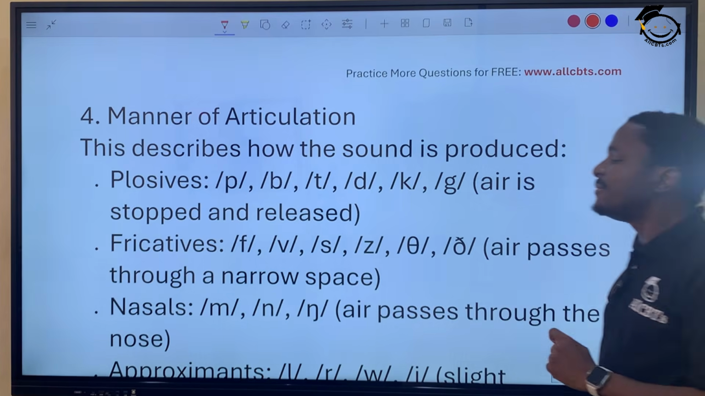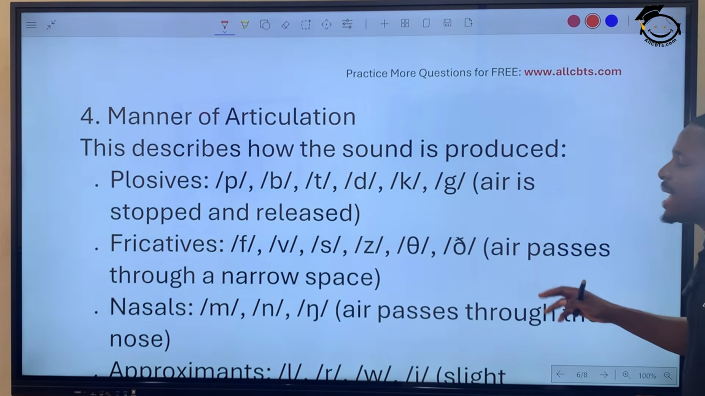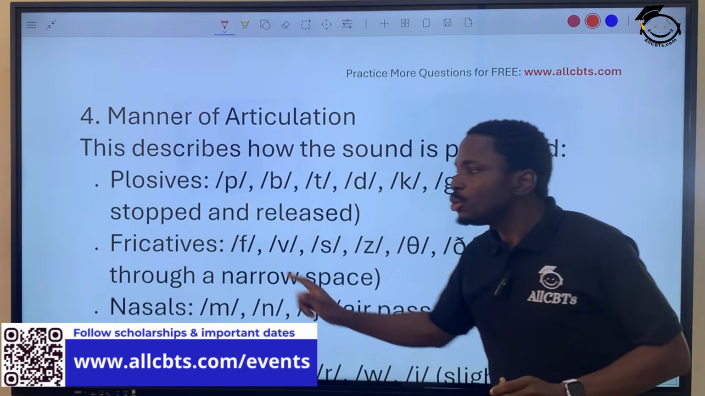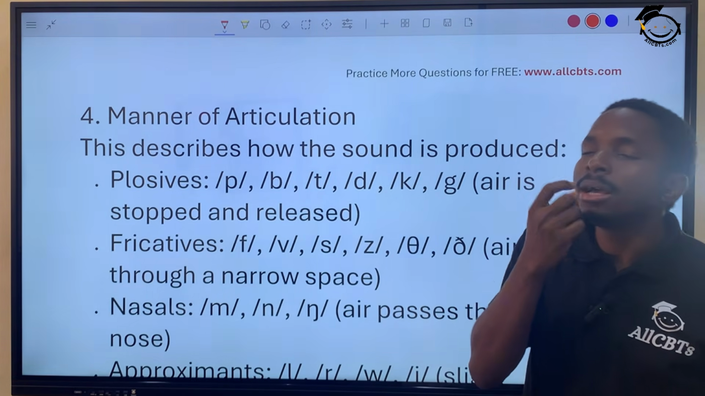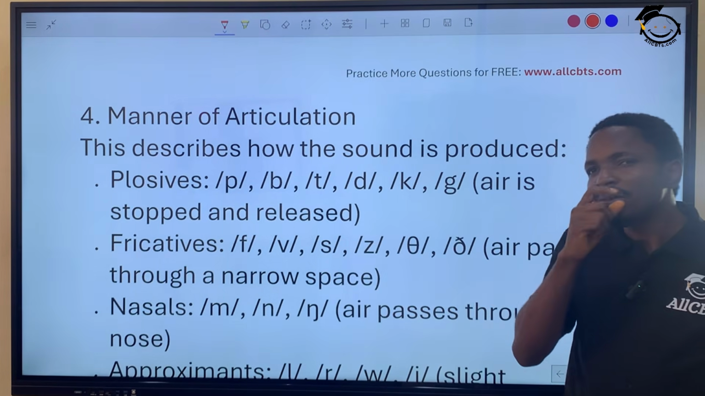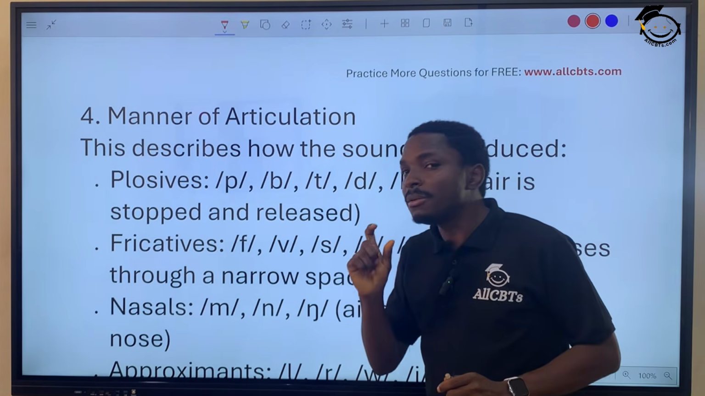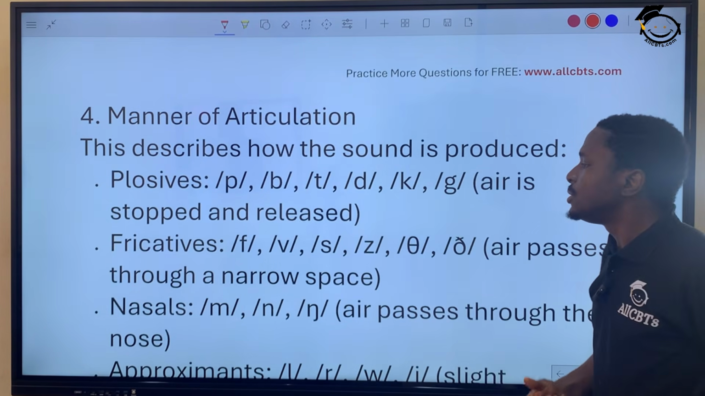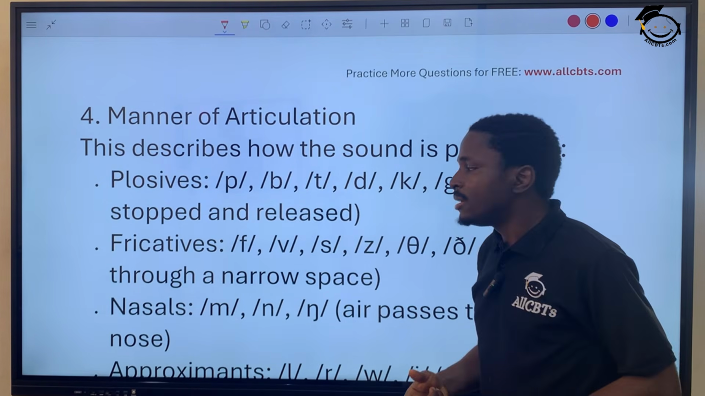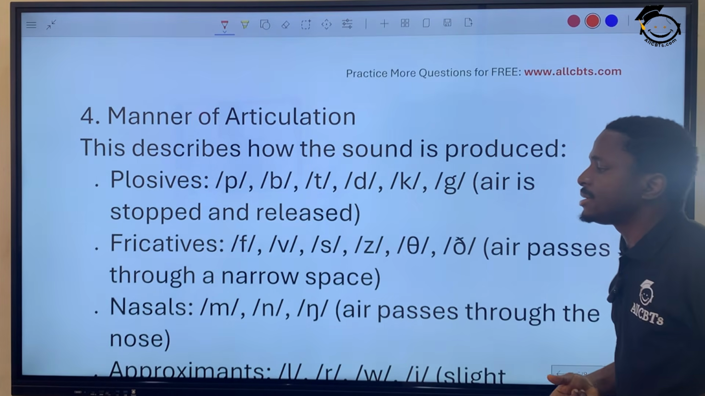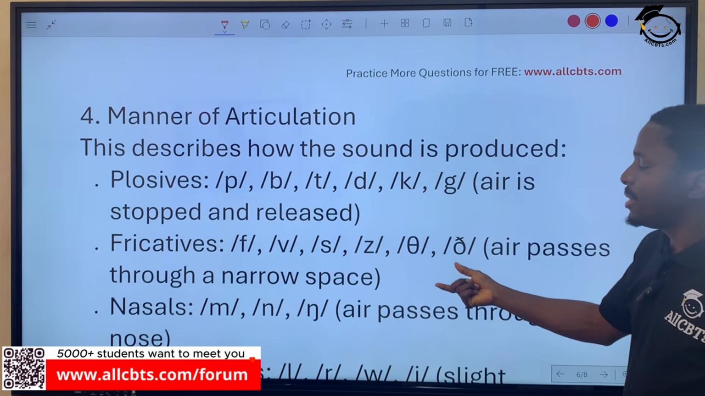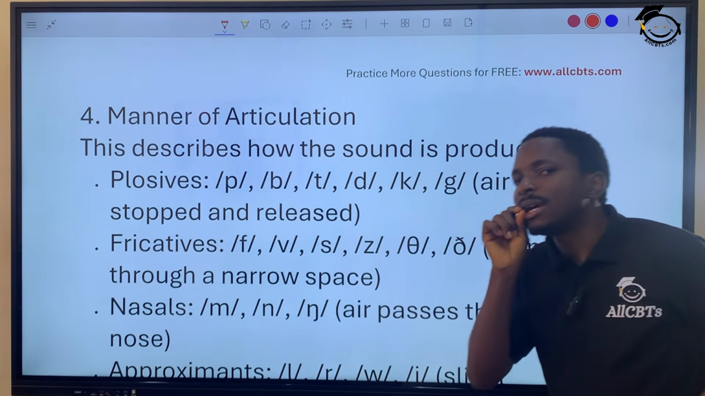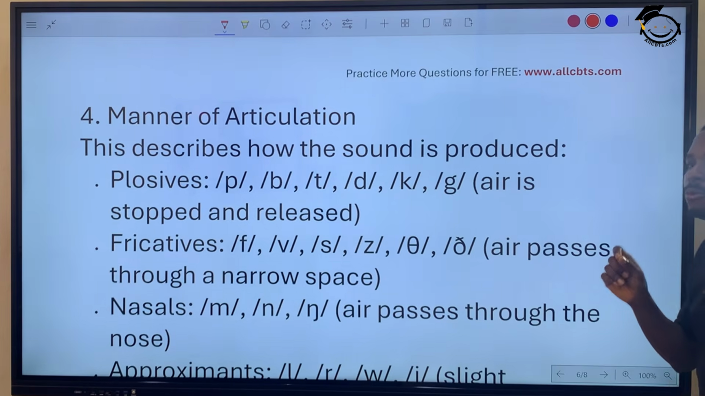And then you have fricative. Fricative means air passes through a narrow space. And that's why those who have gap teeth often find it difficult. Some of them find it difficult to pronounce fricative sounds, right? So you have air passing through, escaping through a narrow space.